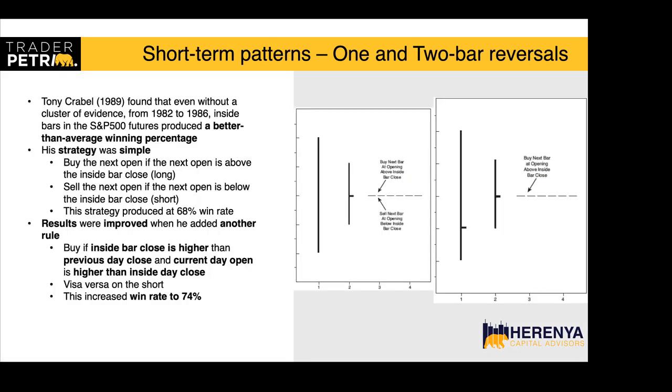So in 1989, Tony Grable, I hope I say his name correctly, found that even without a cluster of evidence, between the years of 1982 and 1986, inside bars in the S&P 500 futures produced a better than average winning percentage. And better than average sounds fantastic, but the strategy that he used was really simple. Okay, so you would buy the next open if the next open is above the inside bar close.